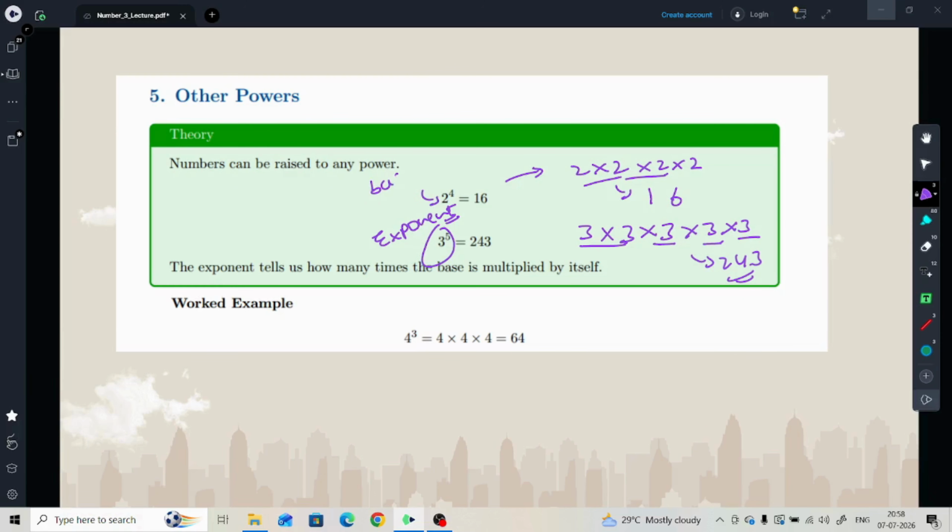This 2 is known as the base. This 4 is basically our exponent. Like that it goes on. So in this case you can see 4 cube, where 4 is our base and 3 is the exponent that we need to think of. So 4 cube is basically 4 times 4 times 4, that is 64. As simple as that.